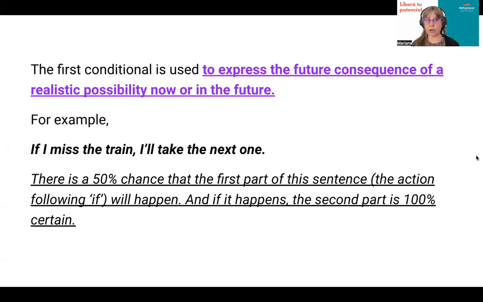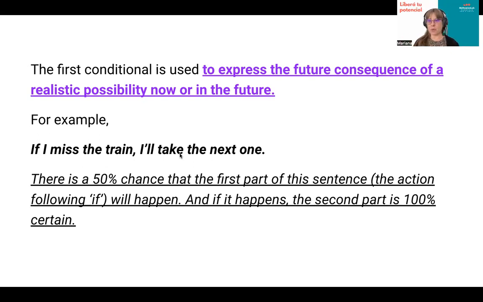The real or type 1 conditional expresses a future consequence of something possible, something realistic, something that I always say tangible, that we feel there's a lot of potential there. For example, if I miss the train, I'll take the next one.